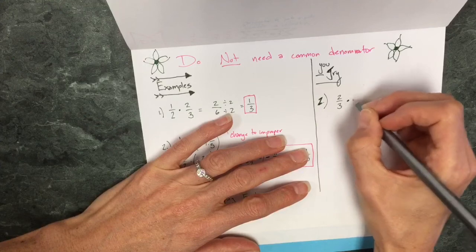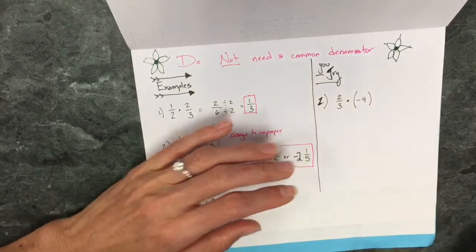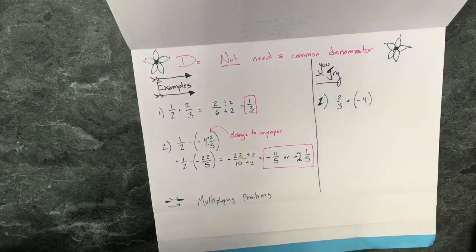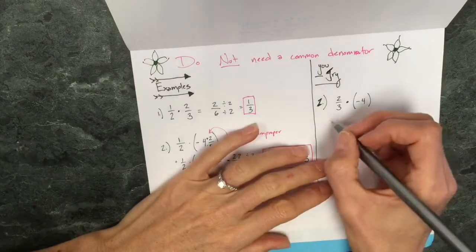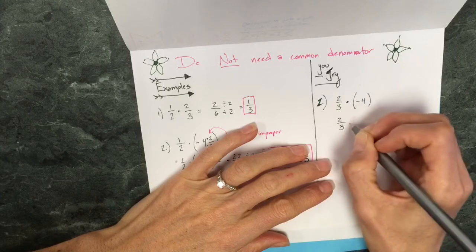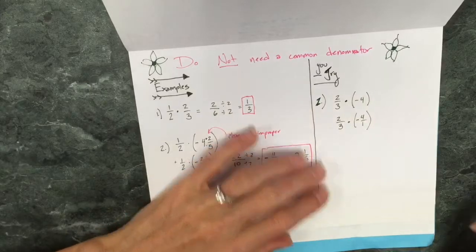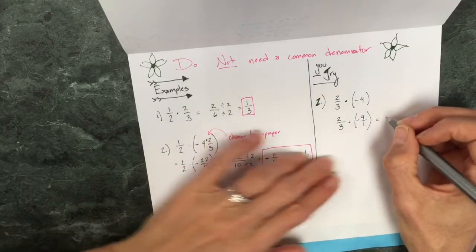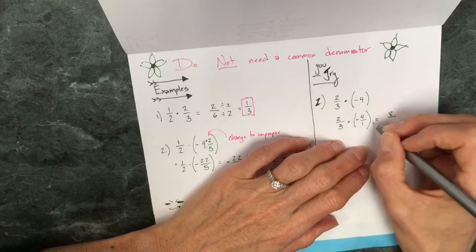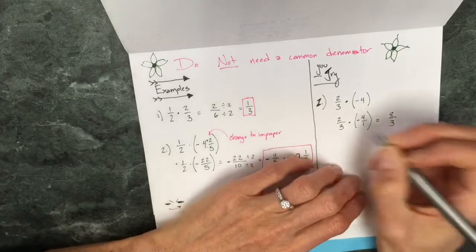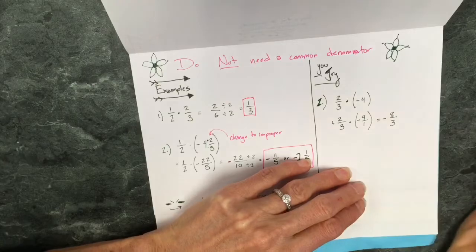2/3 times -4. So change -4 to an improper fraction. You can pause it. Hopefully there's a little question embedded in here for you to put on. But you're going to take 2/3 and actually change -4 to -4/1. So now you have a fraction. Multiply your numerators. So you've got 8. Multiply your denominators. You have 3. And don't forget the negative, because this is positive times a negative.